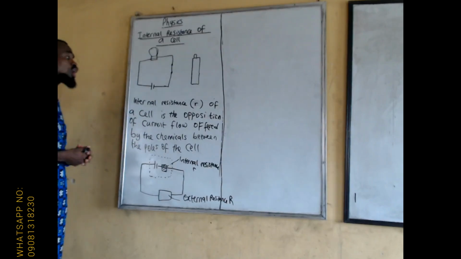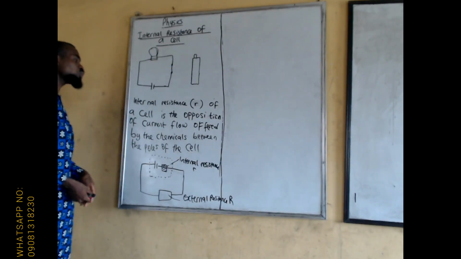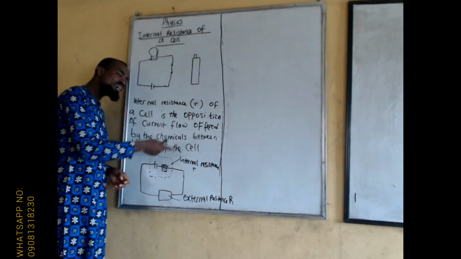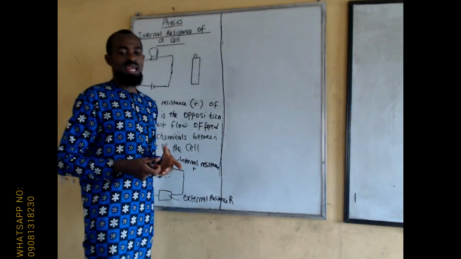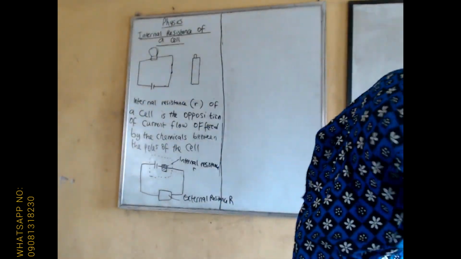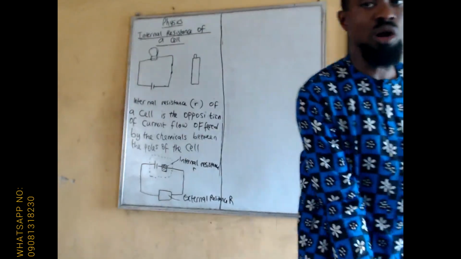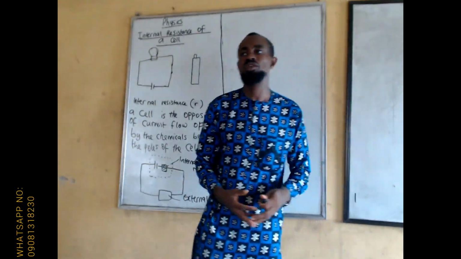The internal resistance of the cell is the opposition of current flow offered by chemicals between the poles of the cell. Now you earlier knew what EMF, electromotive force, means.